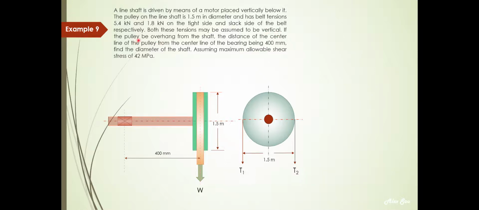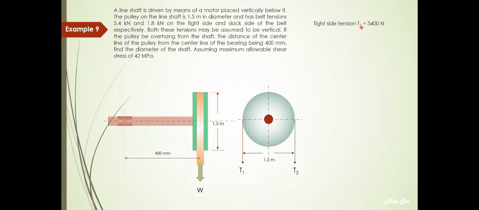Now if the pulley is to be overhung from the shaft, that means we can consider this as a cantilever. The distance of the center line of the pulley from the center line of the bearing is 400 millimeter. So from the center here to the center of the bearing, this is 400 millimeter. Find the diameter of the shaft assuming a maximum allowable shear stress of 42 megapascal.